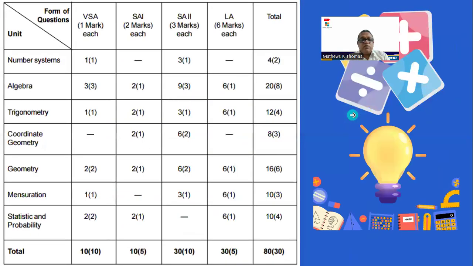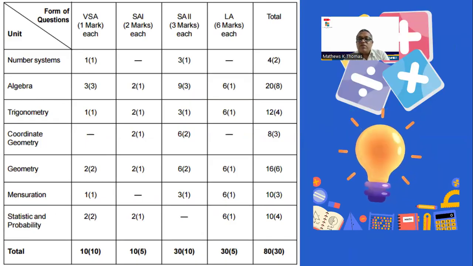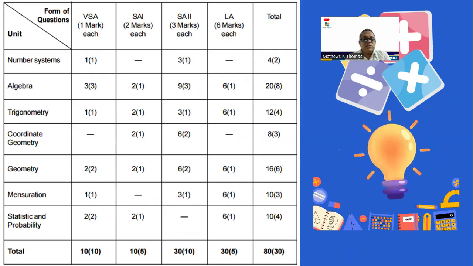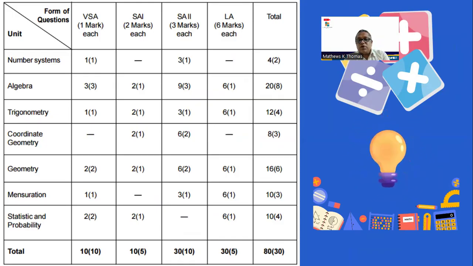And ultimately, what is going to happen is that when you're creating a blueprint chapter wise, this is how it looks. So we have VSA, very short answers, short answers, 2 marks short answer, 3 marks long answer, and so on. This is just an example to show you. So if you are saying number systems, the total marks, if you see, 4, and the number of questions is 2. In brackets is the number of questions. So you have one very short answer. That means you have an MCQ from that chapter, and you have a 3-mark question, one 3-mark question.